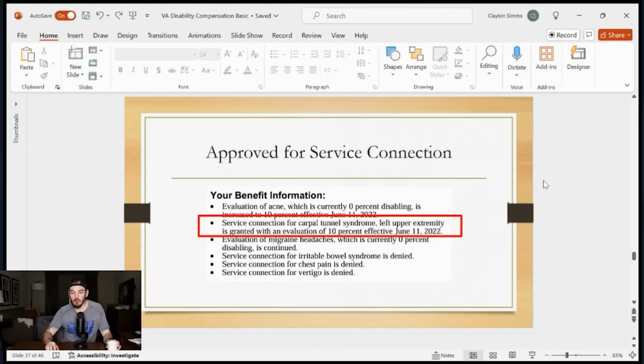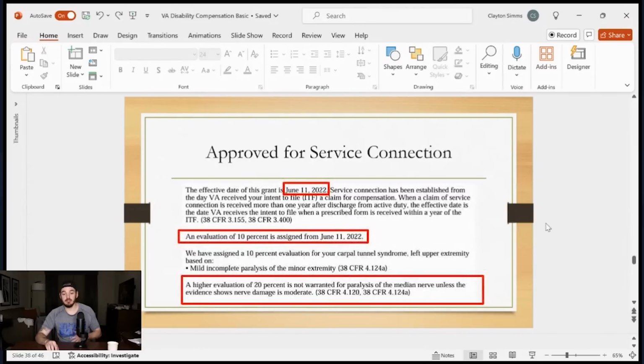So approved for service connection. This is exactly what it's going to look like. Service connection for carpal tunnel syndrome, left upper extremity is granted with an evaluation of 10%. Okay, let's go ahead and check this out. Going down to that carpal tunnel, you'll see the effective date.